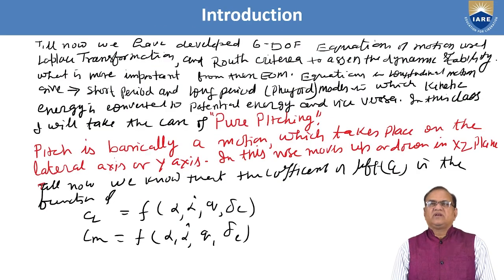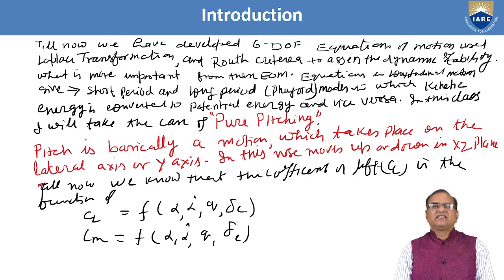So, till now we have developed the 6 degrees of freedom equations of motion. We have used the Laplace transformation and the Routh criteria to assess the dynamic stability. What is more important from these equations of motion? Equations in longitudinal motion give a short period and a long period mode, that is called the Phugoid mode, in which the kinetic energy is converted to potential energy and vice versa.